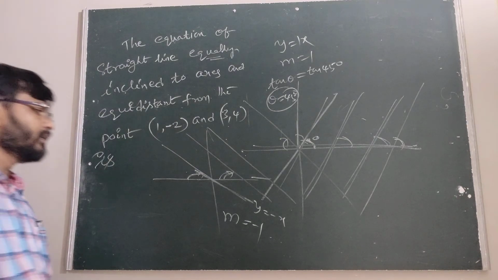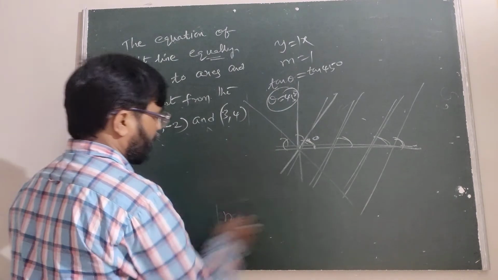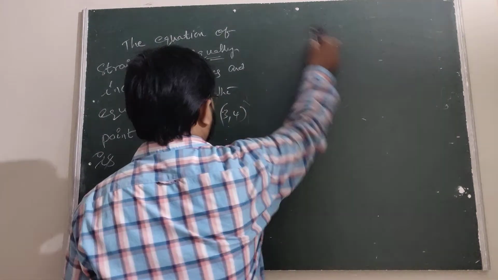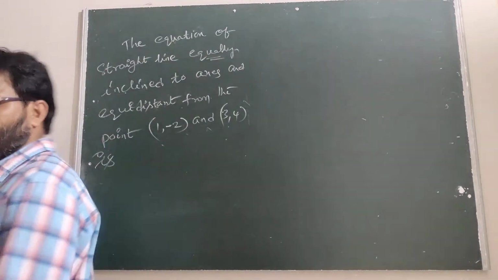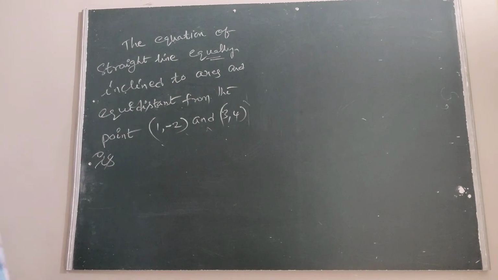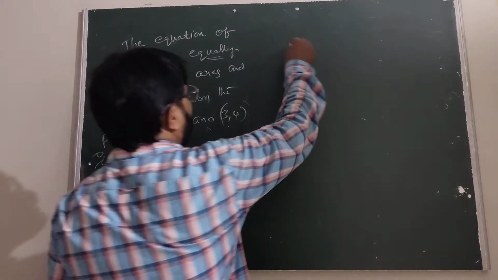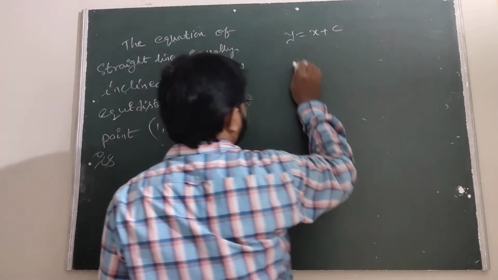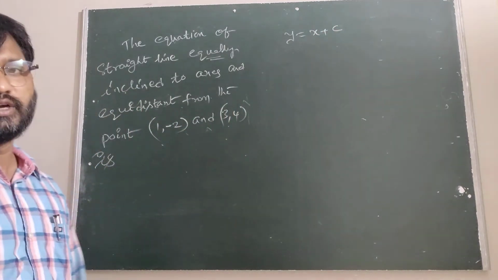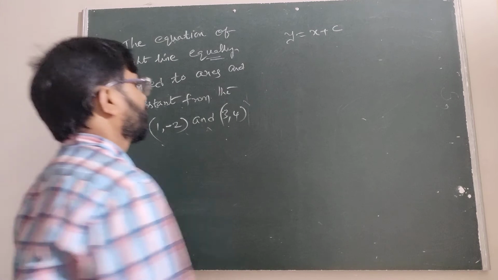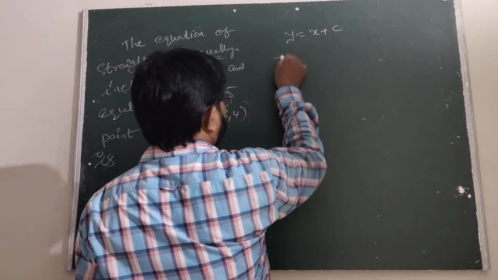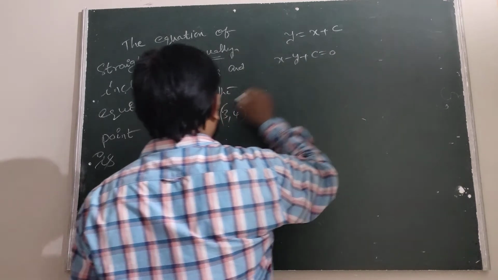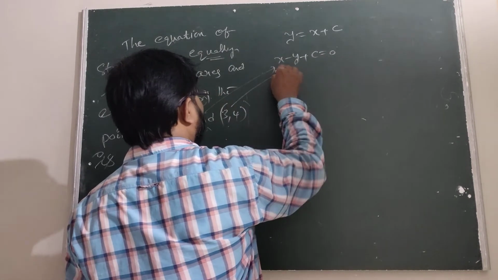We are taking the lines clockwise or anti-clockwise. That means the lines equally inclined to the axis we can write simply as y equals x plus c. Therefore, we can write x minus y plus c equal to 0. Now, this line is equidistant from the points.